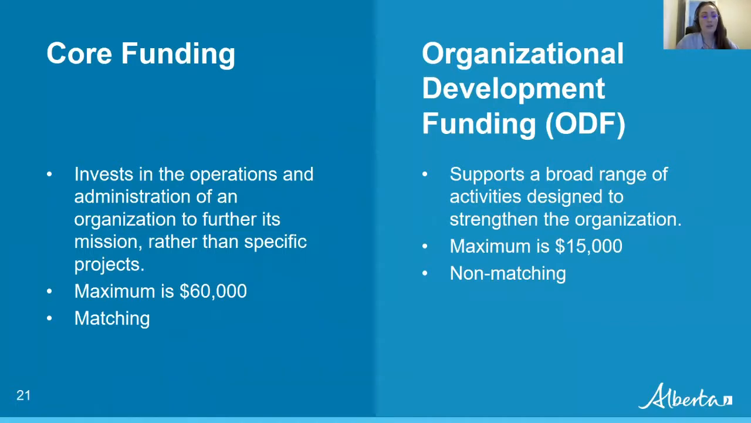CIP operating has two funding levels. The first is the core funding level. This invests in the operations and administration of an organization to further its mission rather than specific projects. A maximum grant request is $60,000 and this portion is matching.